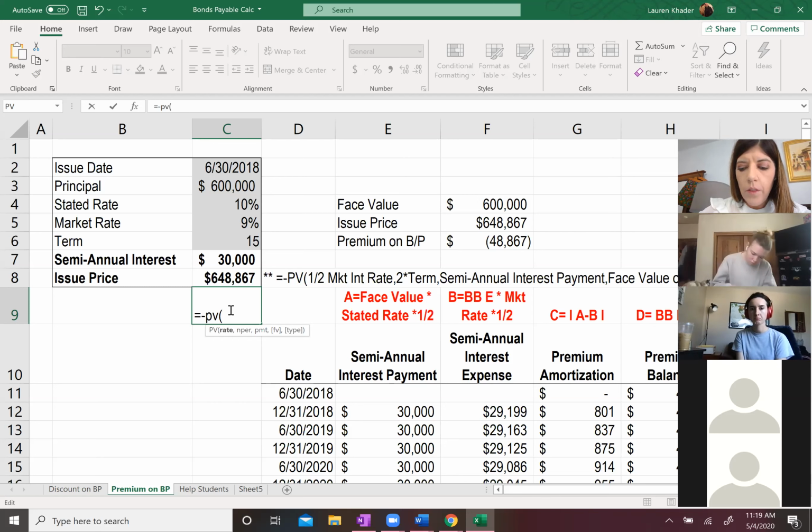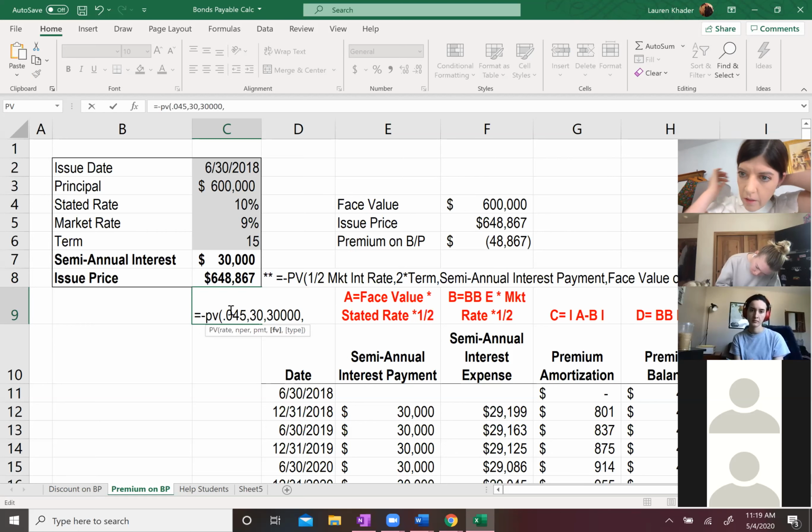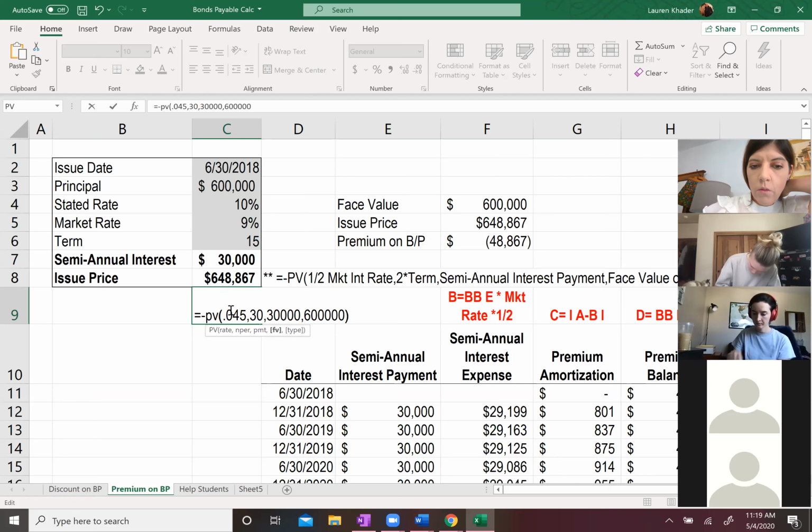And then we're going to put in the rate, which is 0.045, comma, number of payments was 30, comma, 30,000 was the interest paid semi-annually, comma, and then 600,000 was the face value of the bonds issued. And then an end parentheses, and I'm going to push enter.